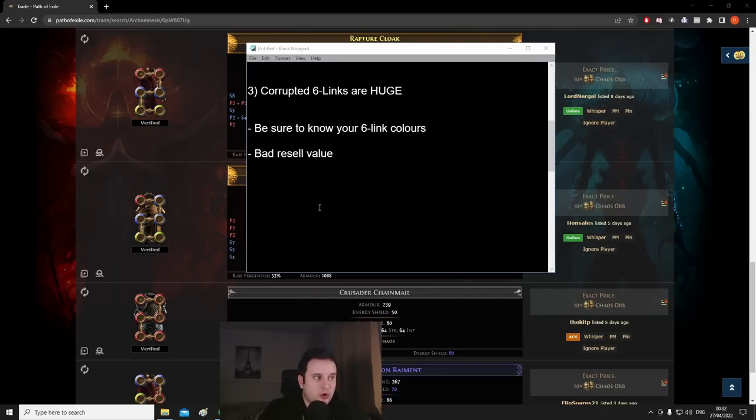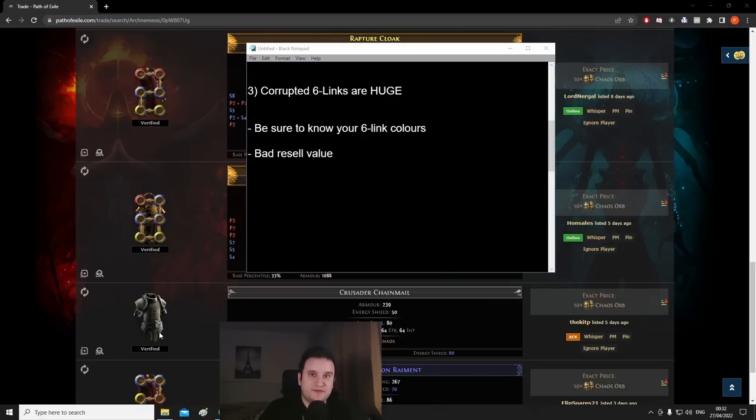And next up, let's talk about corrupted 6 links, which are definitely huge at Leaguestart, and I don't feel like enough people are taking advantage of them. There's a nice and cozy feeling in using a tabby because it has white sockets. You can experiment around, but if you're somebody who plans out their Leaguestarts, a corrupted 6 link is absolutely insane.